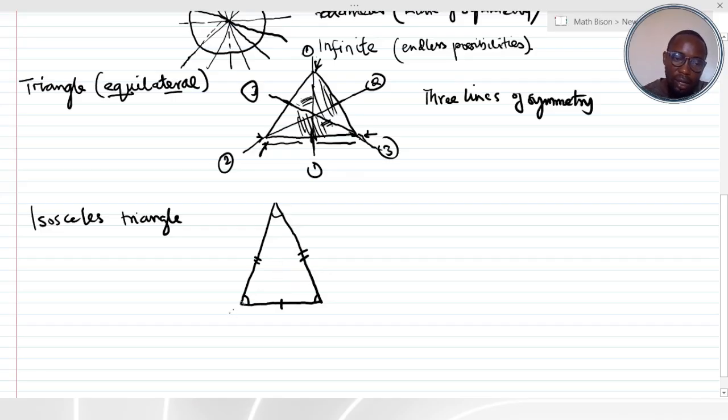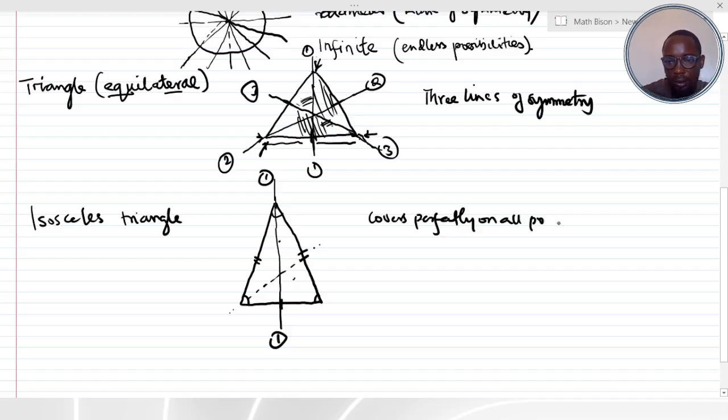Now, there's no way you're going to draw a line from here, because you can obviously see that one part is bigger than the other. But if we draw a line from the top here to the center, we'll get a perfect symmetry. So this side we fold to this side and it covers perfectly on all points. Exact. So we have just one line of symmetry.